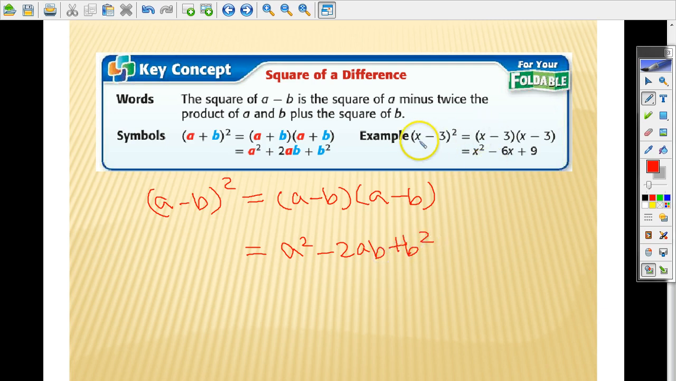Okay. So when you have x minus 3 squared, you have x squared minus 2 times x times 3, which is 6x, minus 6x, plus 3 squared, which is 9. So the only difference here is that minus sign in the middle. It's now minus 2ab. Note that the plus b squared part still starts with the b.